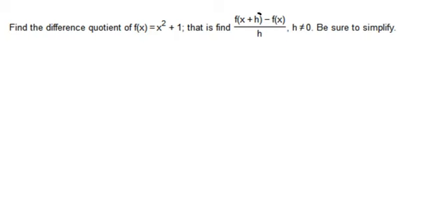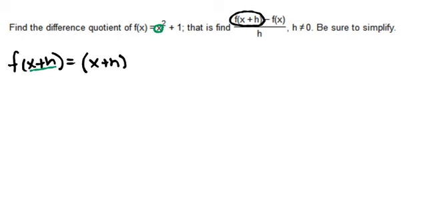We're going to take it in stages, so we're going to start by calculating this part here, f of x plus h. So the expression f of x plus h can be found by replacing the variable x with what we have inside the parentheses. So that's going to give us x plus h squared plus 1. And we want to simplify this.